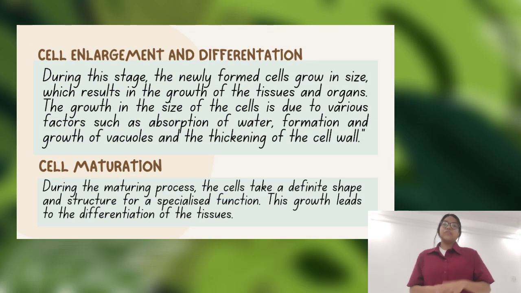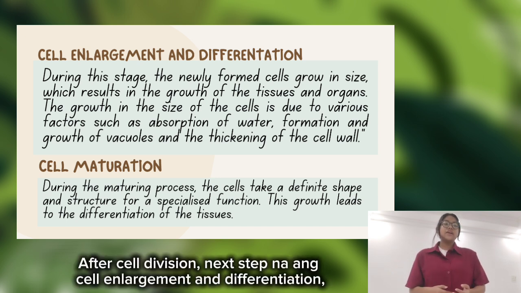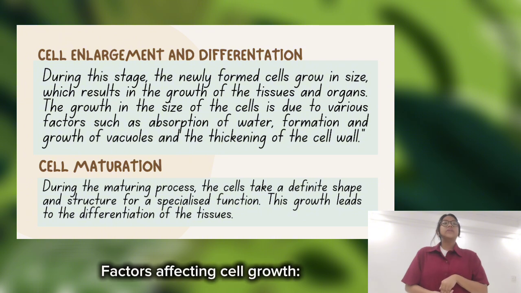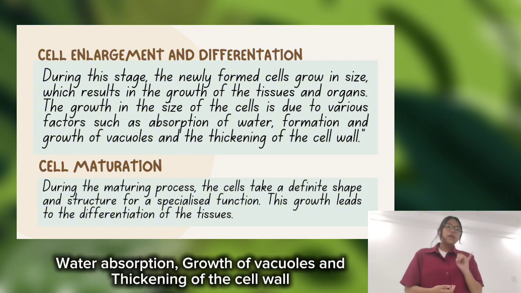Cell enlargement and differentiation. During this stage, the newly formed cells grow in size, which results in the growth of the tissues and organs. The growth in the size of the cells is due to various factors such as absorption of water, formation and growth of vacuoles, and the thickening of the cell wall. After cell division, next step na ang cell enlargement and differentiation, kung saan ang cells ay lumalaki at nagiging specialized. Factors affecting cell growth: water absorption, growth of vacuoles, and thickening of the cell wall.